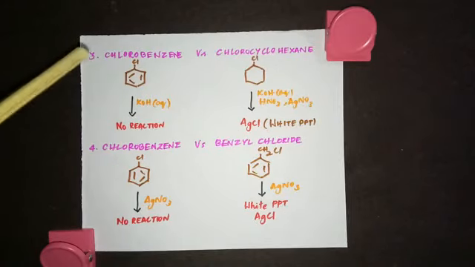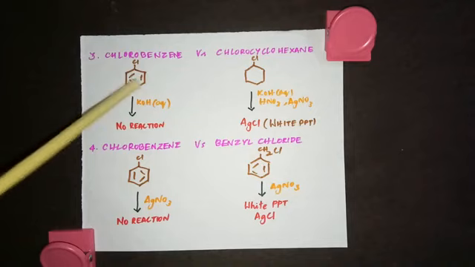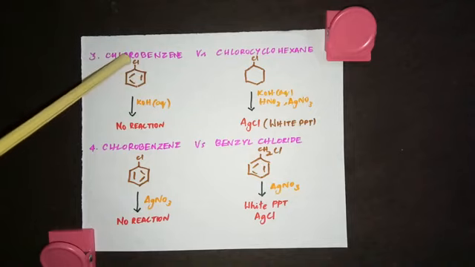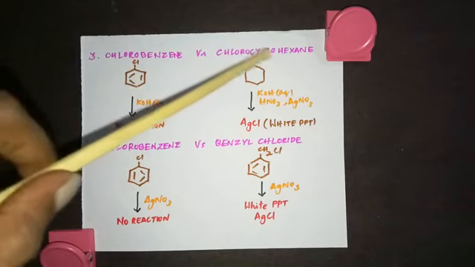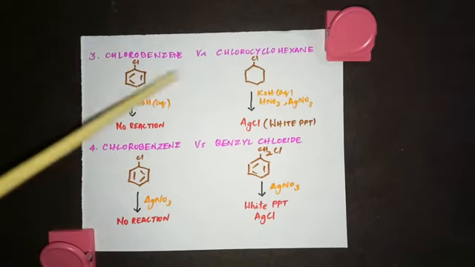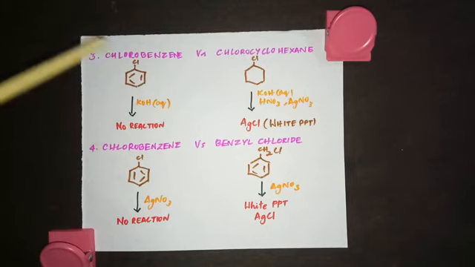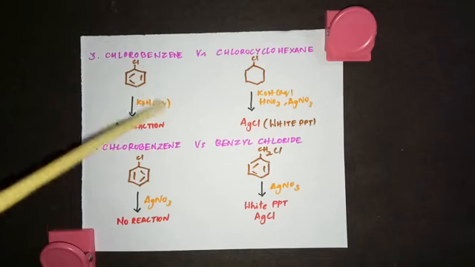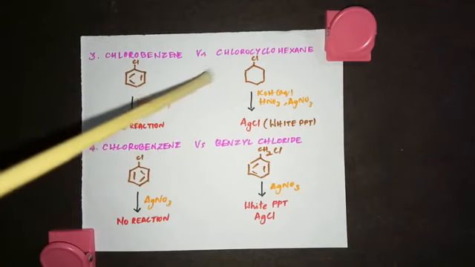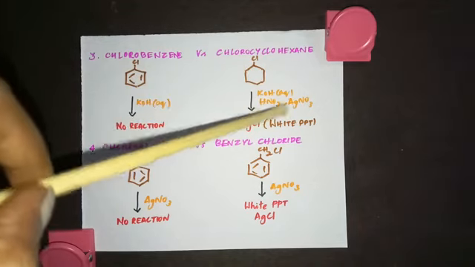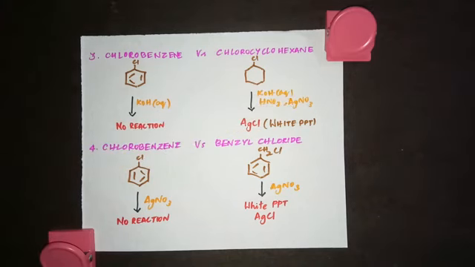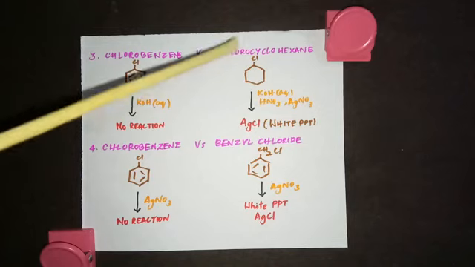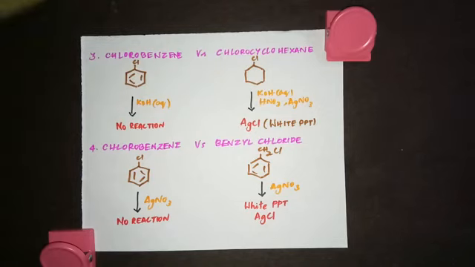Now the next pair of compounds, chlorobenzene and chlorocyclohexane. This is chlorobenzene, a benzene ring with a chlorine here, and chlorocyclohexane is a cyclohexane without any double bonds. This is cyclohexane with a chlorine here. Now how will you distinguish between these two compounds? Same thing: if you add aqueous KOH, there will be no reaction with chlorobenzene. But with chlorocyclohexane, if you add KOH followed by HNO3 and AgNO3, you will get a white precipitate of AgCl. So if you get a white precipitate, it is chlorocyclohexane. No reaction, then it is chlorobenzene.